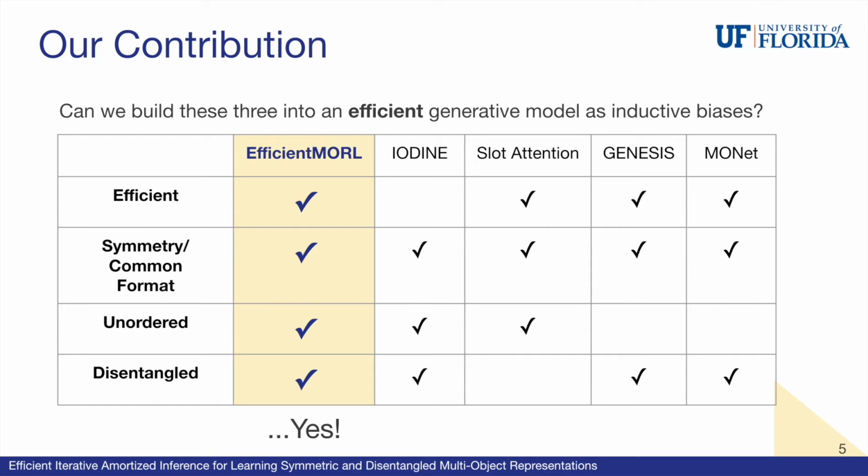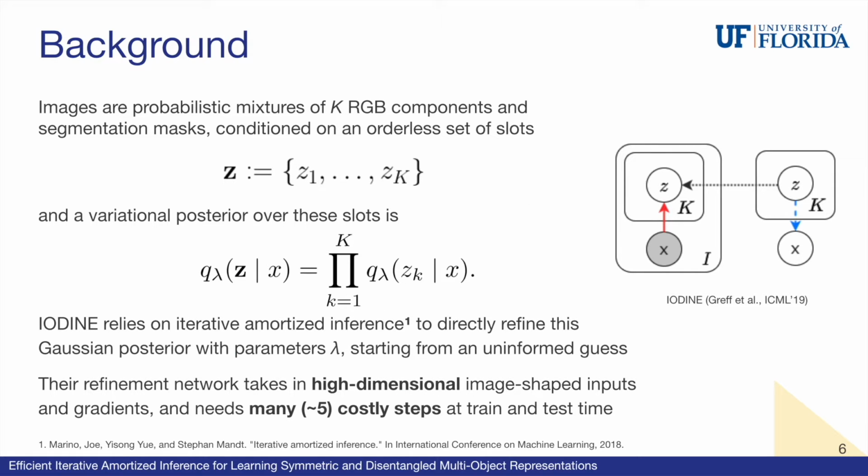So we asked whether we could build an efficient generative model with these three representation properties encoded as inductive biases. Previously, no such model existed, and it turns out that the answer is yes. So let's dive into how we formulated this probabilistic framework. Since we assume images are rendered as a mixture model of RGB and mask components generated by the set of latent vectors, our goal is to solve the inverse problem of inferring the set for a given image. A variational autoencoder could provide a way to estimate a tractable posterior over this set as a product of k Gaussians. The current state-of-the-art method, IODINE, proposes to use iterative amortized inference to directly refine the VAE posterior parameters starting from an uninformed guess.